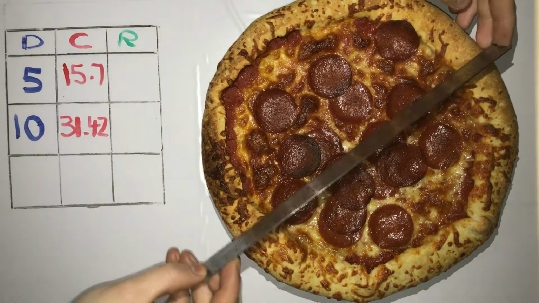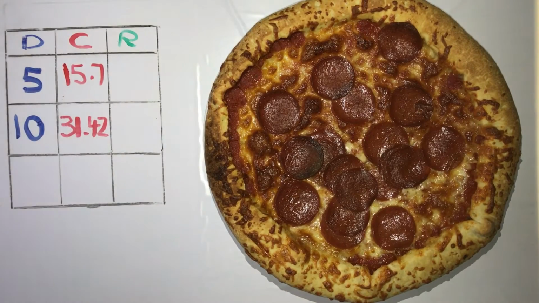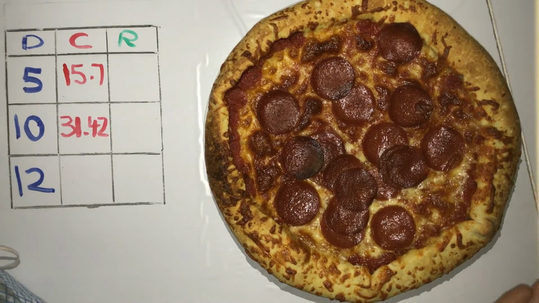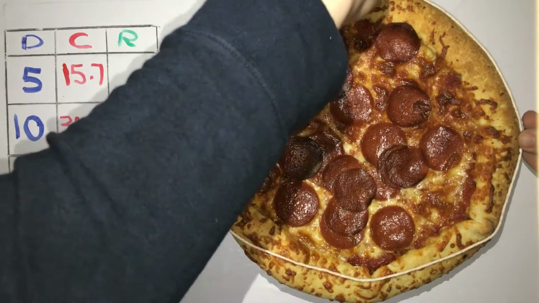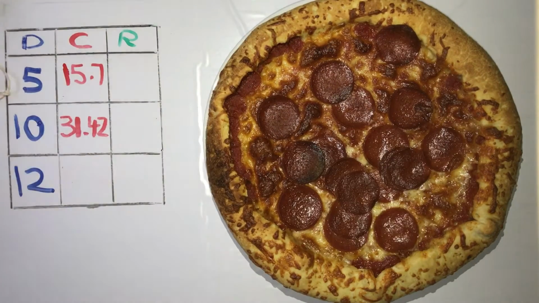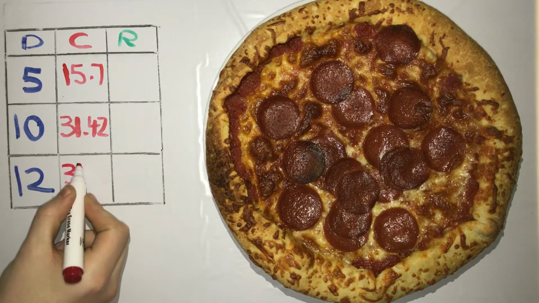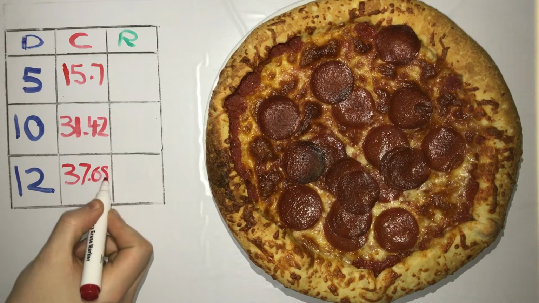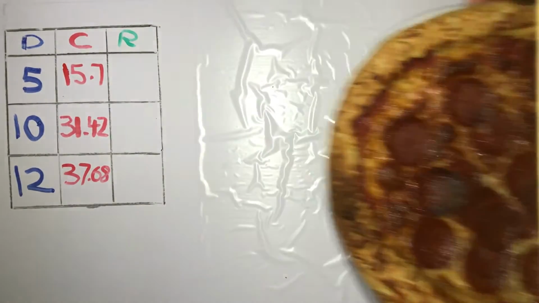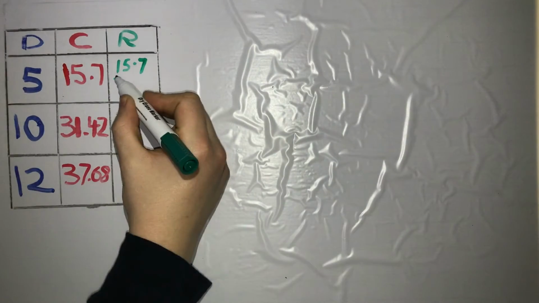Now measuring the largest pizza, we can once again take this distance across from one side to the other, also known as the diameter, and this comes out to be 12 inches. And repeating our next step again to find the distance around the outside, the circumference, for this largest pizza, we end up finding the circumference is 37.68.